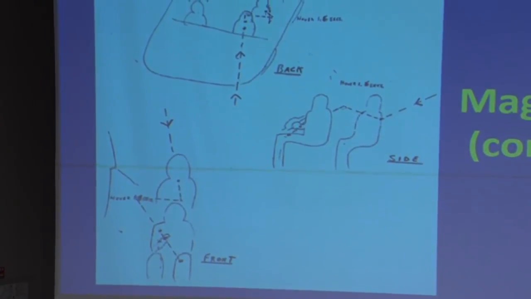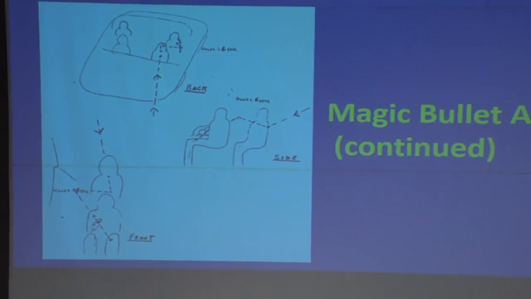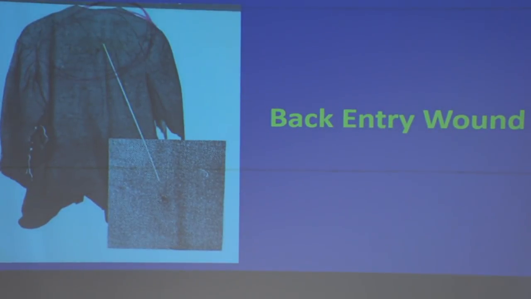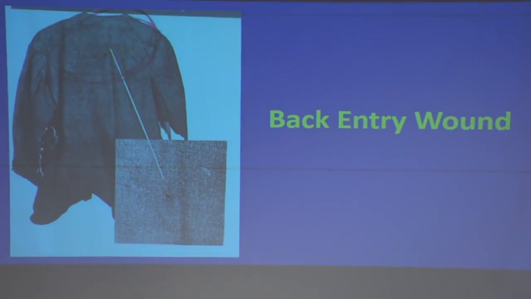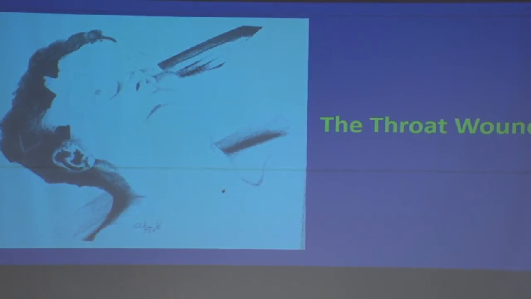This is another diagram that I made up, and as you can see, it makes the whole thing absurd in terms of angles, in terms of numbers of shots. It would have been impossible to happen as it did. This is a picture of Kennedy's coat. 6 inches below the neckline is the entry wound. It's 2 to 3 millimeters in size. It's a typical rifle entry wound. And the next shot is also an entry wound.